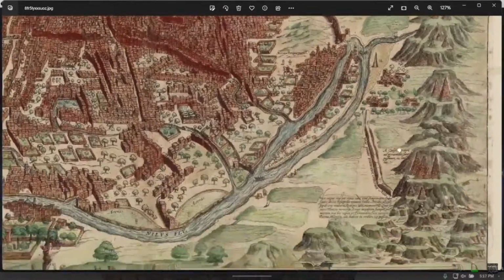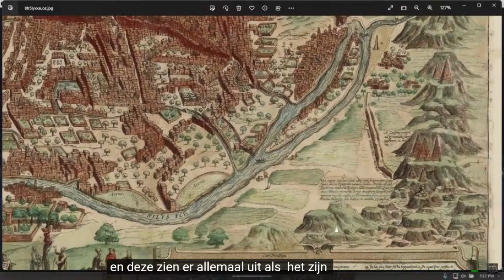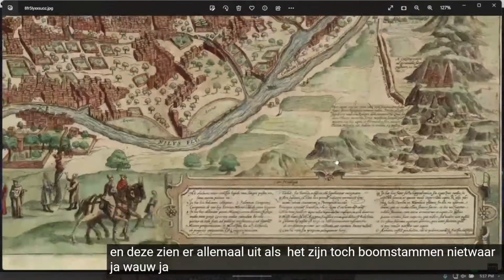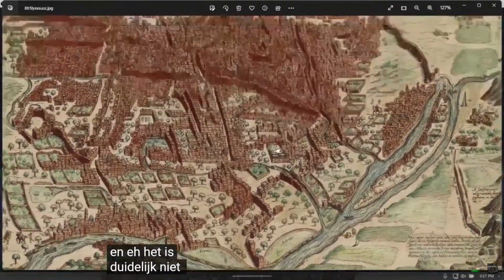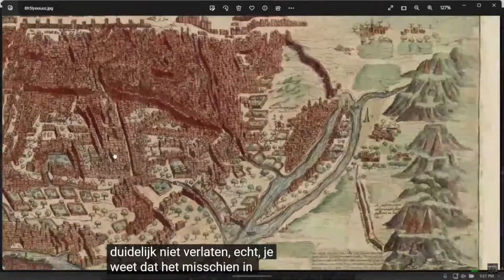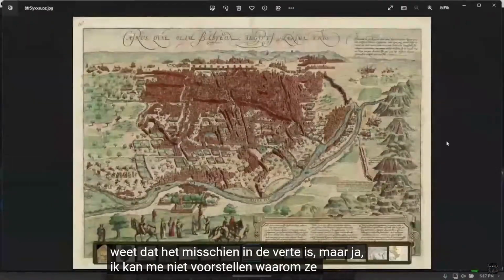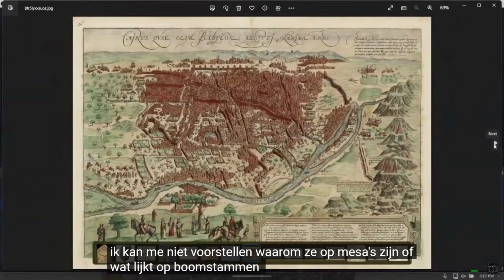Why it shows them on stony mesas, and all of these look like they're tree trunks anyway, don't they? Yeah. Wow. And obviously it's not deserty, really, or it is maybe in the distance. But yeah, I can't imagine why they're on mesas or what looks like tree trunks. I haven't got a clue.